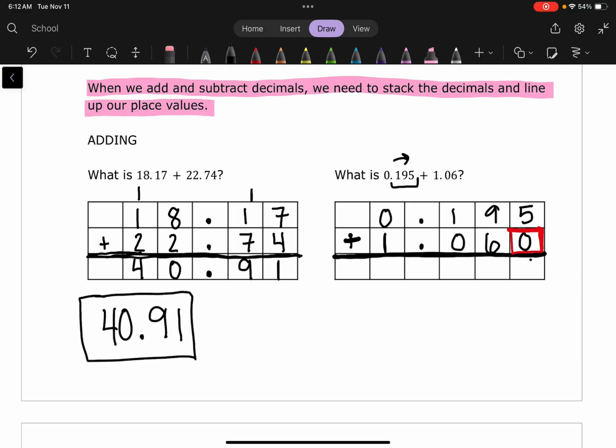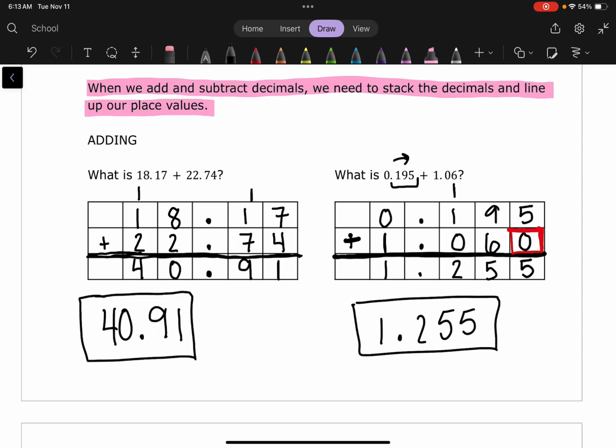5 plus 0 is just plain old 5. 9 plus 6 is 15. I'm going to carry that 1. 0 plus 1 is 1. 1 plus 1 is 2. Make sure I drop that decimal point right there. And then 1 plus 0 is 1. So our answer is 1.255. Very important. Awesome sauce.